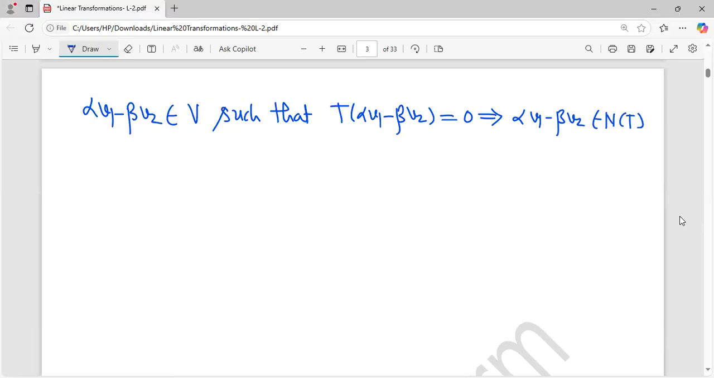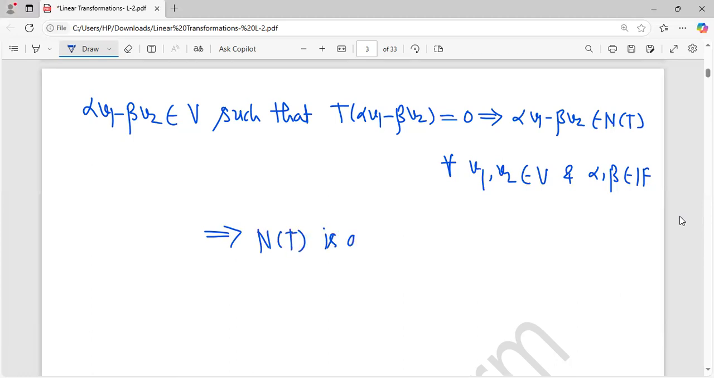for all v1, v2 belonging to V and alpha, beta belonging to F. So this implies N(T) is a vector subspace of V. Okay.